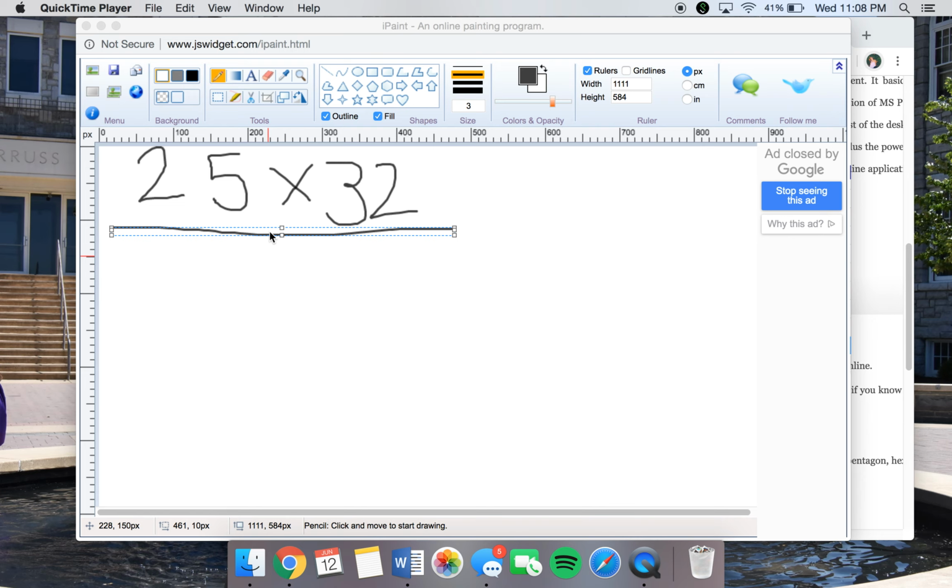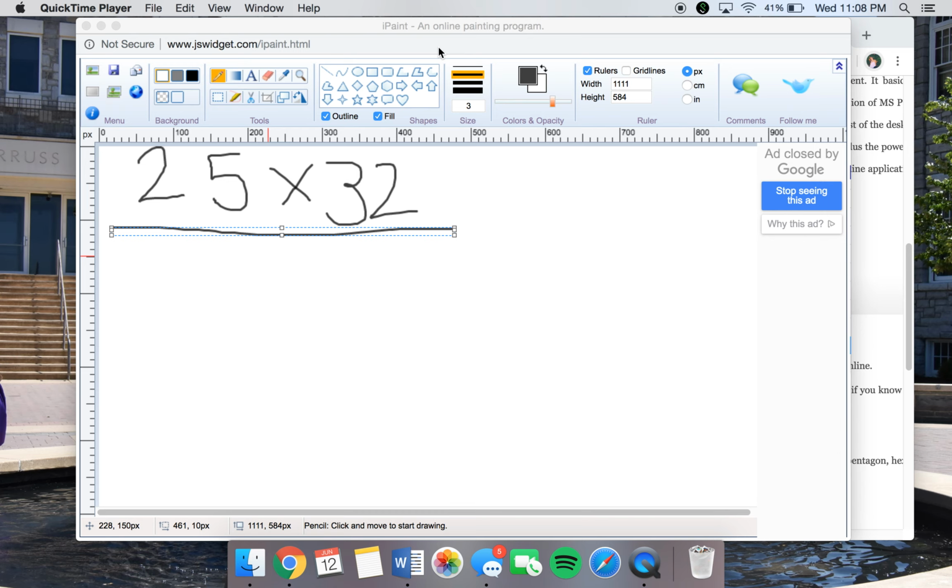Okay, so for my cultural technology presentation, I chose to teach you guys about ancient Egyptian multiplication. And I'm using an app I found called iPaint, and you can just draw and do whatever. It's pretty cool. So we're going to use the equation 25 times 32.